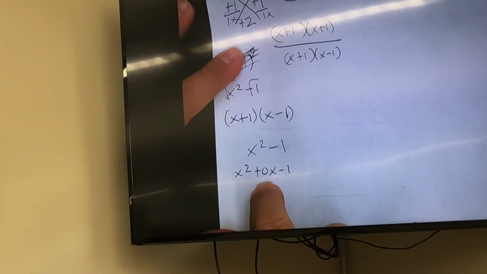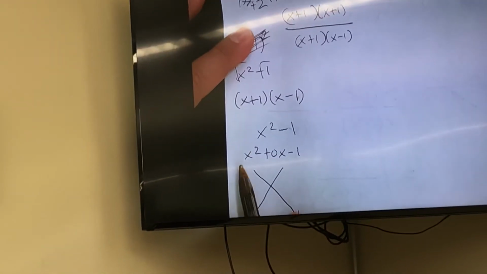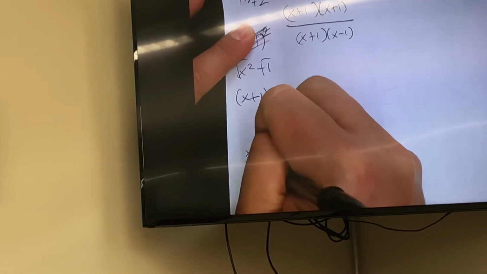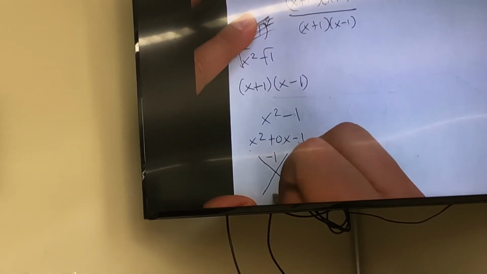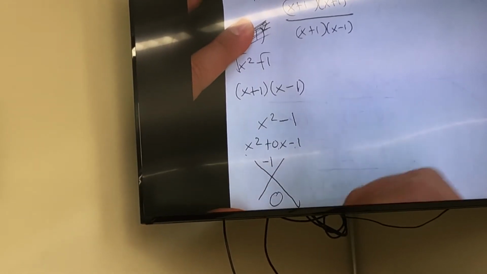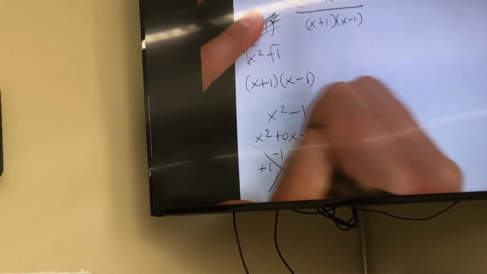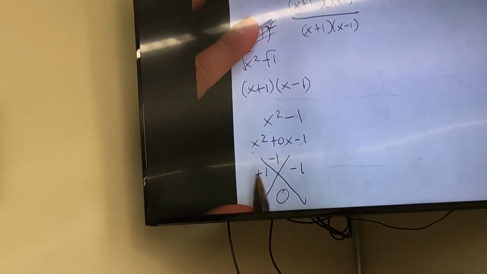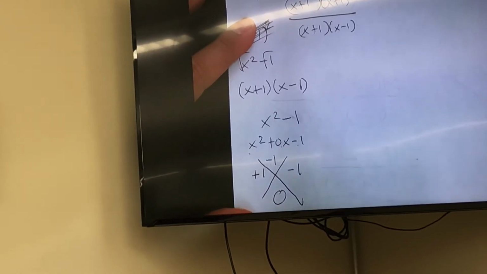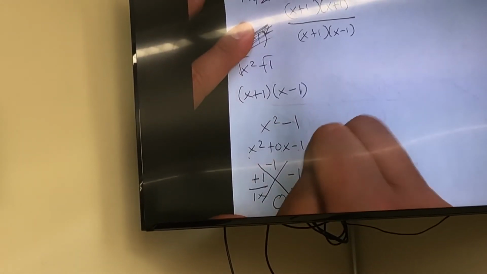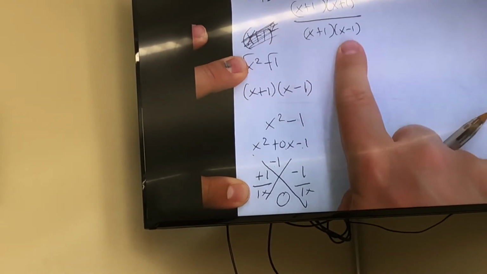For some other students, sometimes we notice that there's a 0x. If that's how you recognize it, you could still do the big X, right? 1 times a negative 1 makes a negative 1, but adds to make a 0, right? So that's going to be positive 1 times negative 1. 1 times negative 1 is negative 1, and then 1 minus 1 is 0. Divide by our a value. However method you use, you still get your x plus 1 and x minus 1.